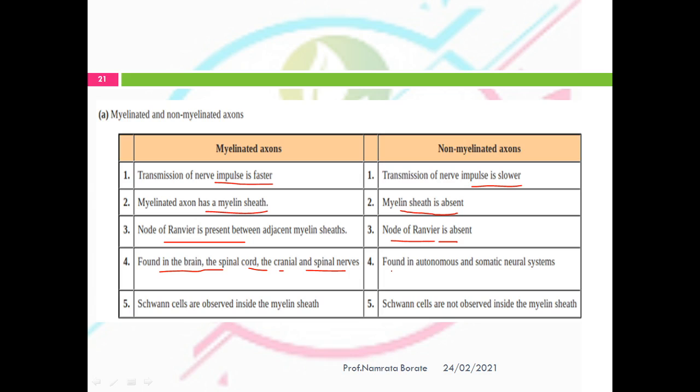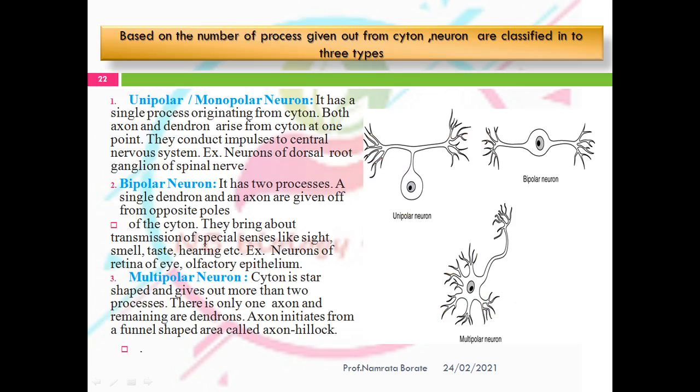But non-myelinated axons, that is non-myelinated nerves, are found in the autonomic nervous system and the somatic nervous system. The Schwann cells are observed inside the myelin sheath, but here the Schwann cells are not observed inside the myelin sheath.